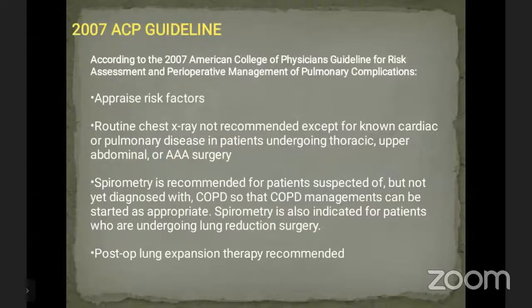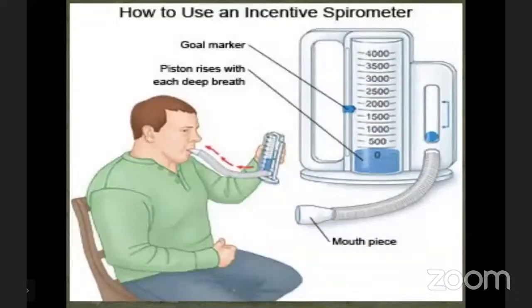And post-operative lung expansion therapy is very important. The best measure to prevent post-operative pulmonary complications is incentive spirometry. This is a picture of the incentive spirometer. The patient takes in a deep breath and then exhales forcefully into the mouthpiece attached to the device. This helps in improving ventilation and preventing alveolar collapse, thereby decreasing post-operative pulmonary complications.